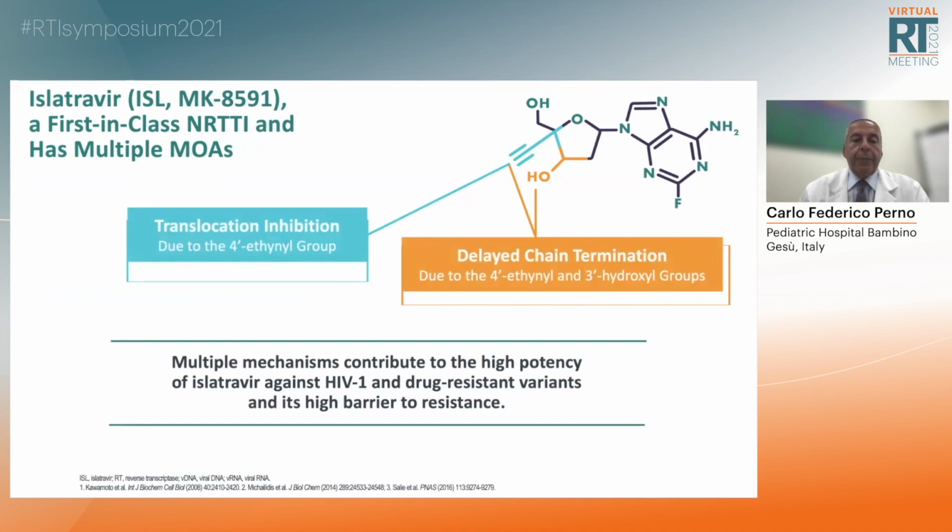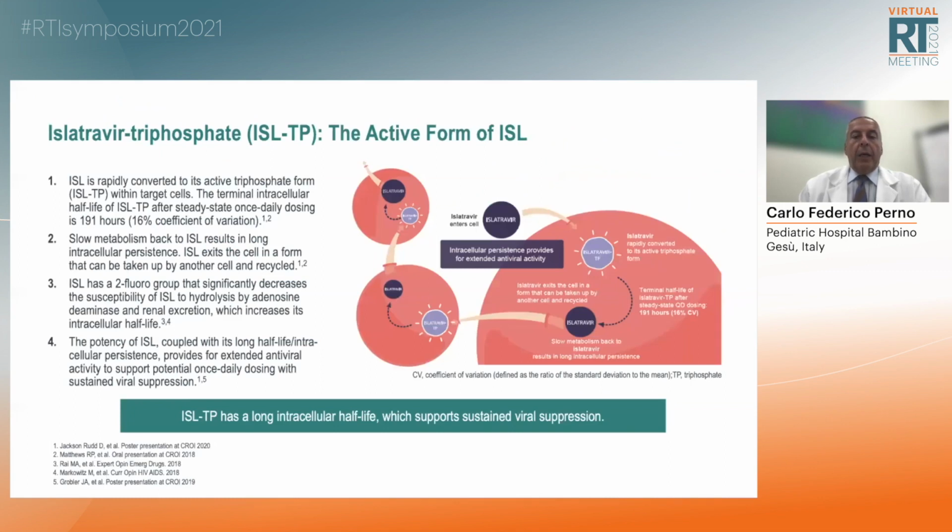drug concentration. So this is the structure of the molecule. You see that it is an adenine derivative, highly modified at the sugar level, and each of the parts of the molecule plays a role in the capacity of the drug of being very potent and escaping the capacity of the virus to generate mutations that may reduce the efficacy of the drug per se. How is islatravir active within the cells?